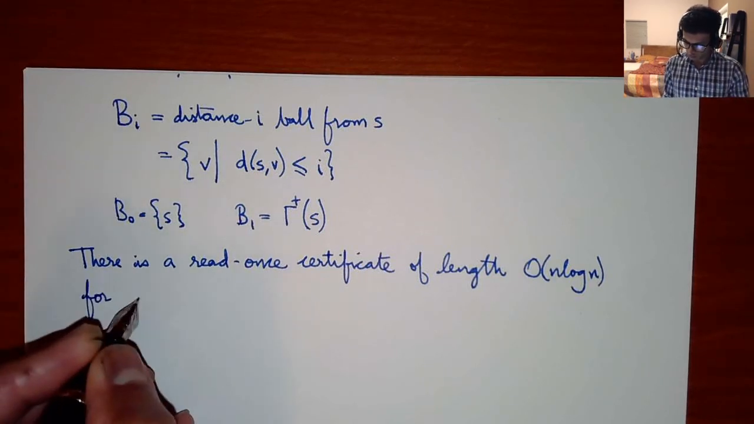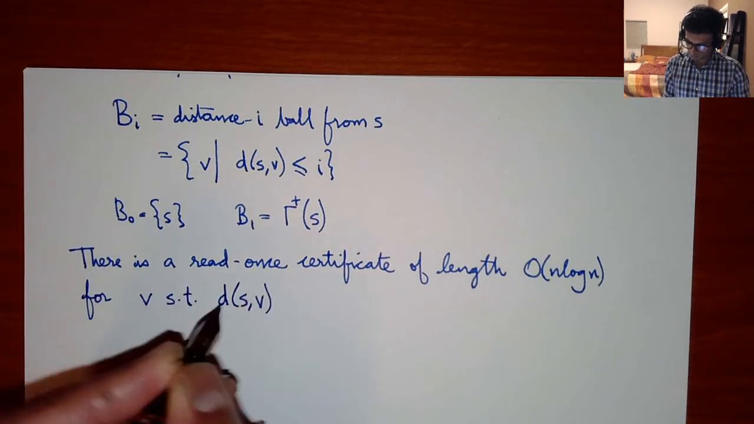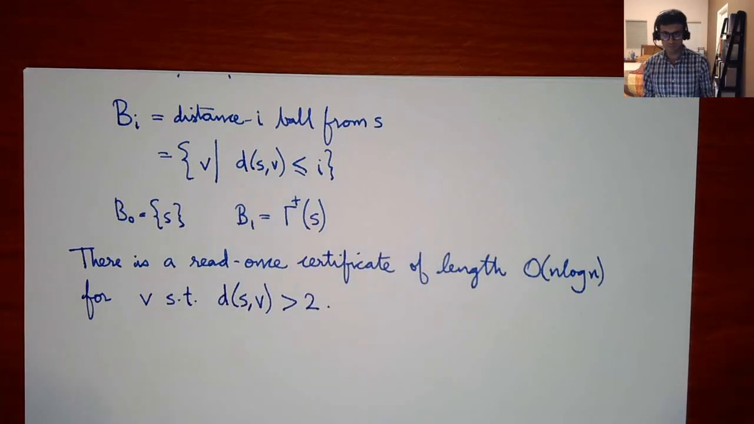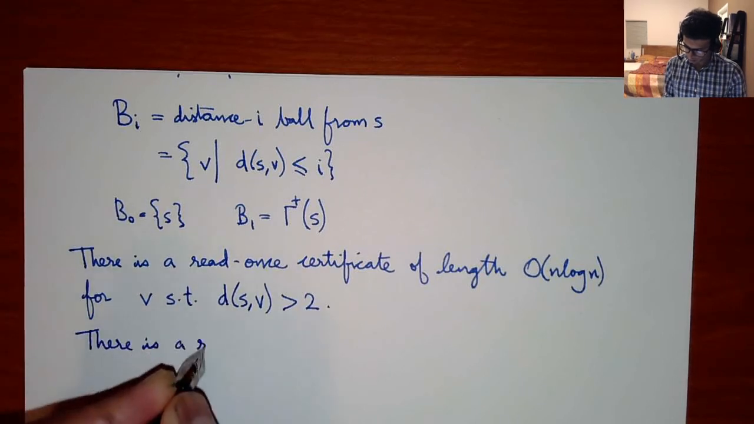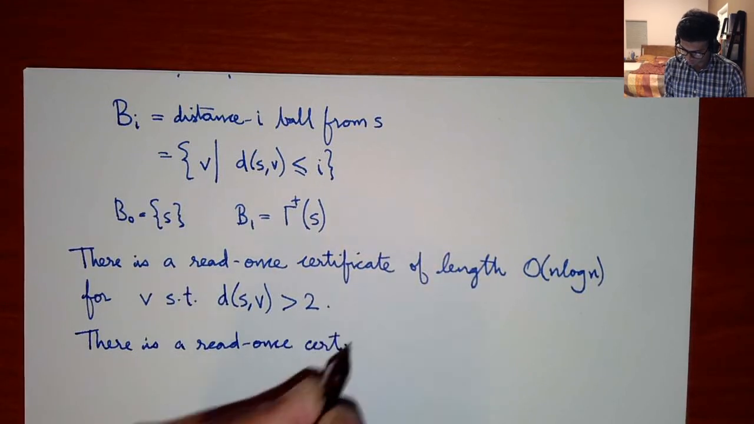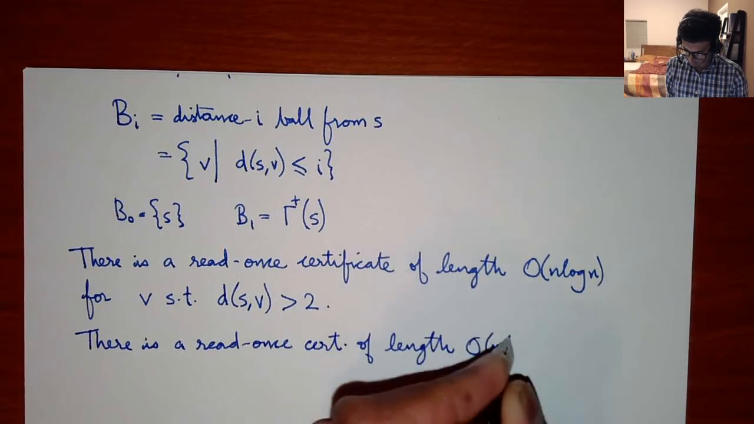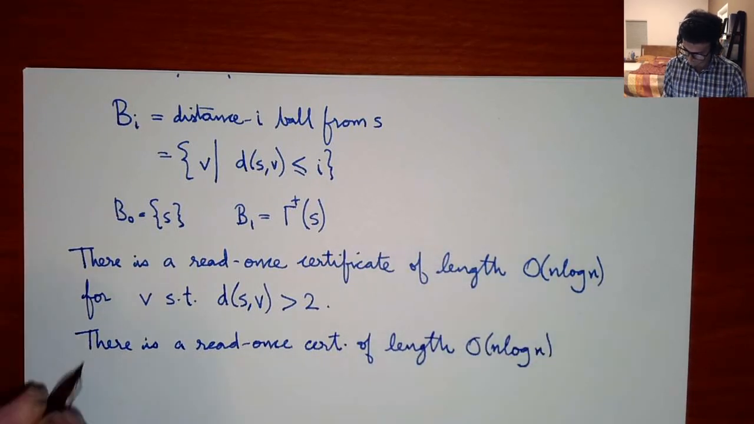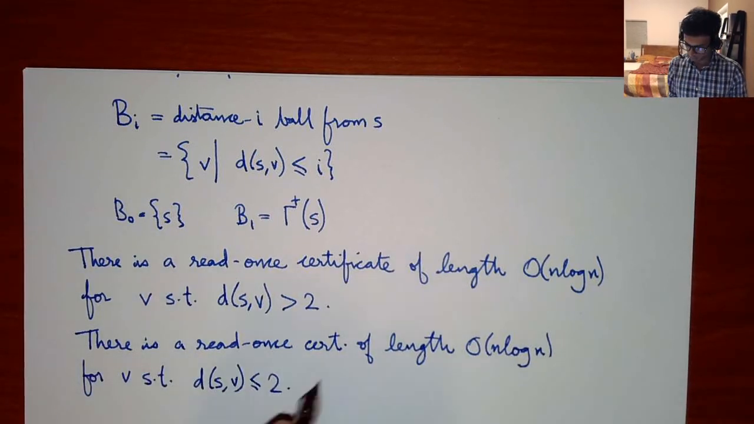There is a read once certificate of length O of n log n for V such that dsV is strictly greater than 2. Note that there is a read once certificate of length O of n log n for V such that dsV is at most 2, and this is just the path.